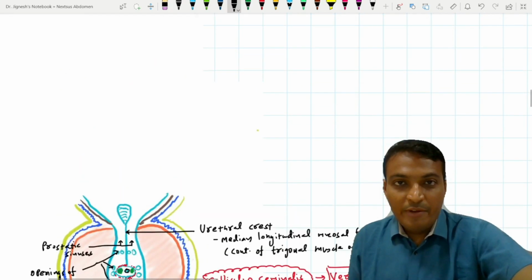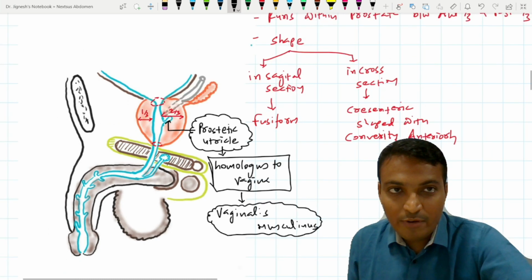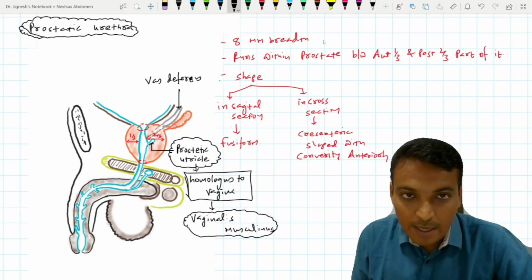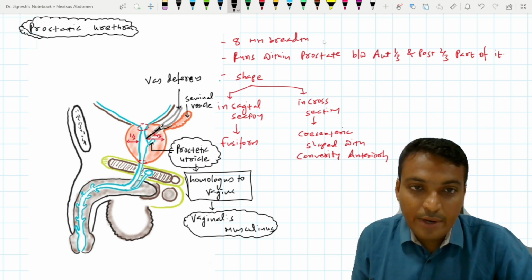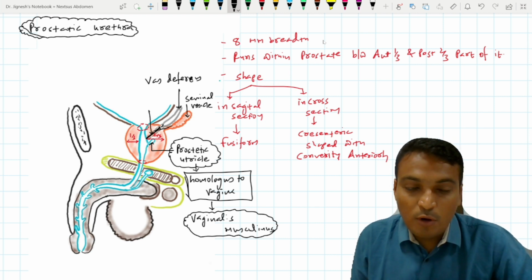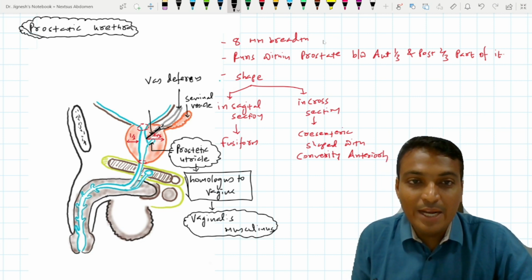So here in the previous figure, we can appreciate that this one is the vas deferens, and this one is the seminal vesicle. The duct of the vas deferens and the duct of the seminal vesicle are going to fuse and form this ejaculatory duct, which opens on each side of the prostatic utricle within the colliculus seminalis.